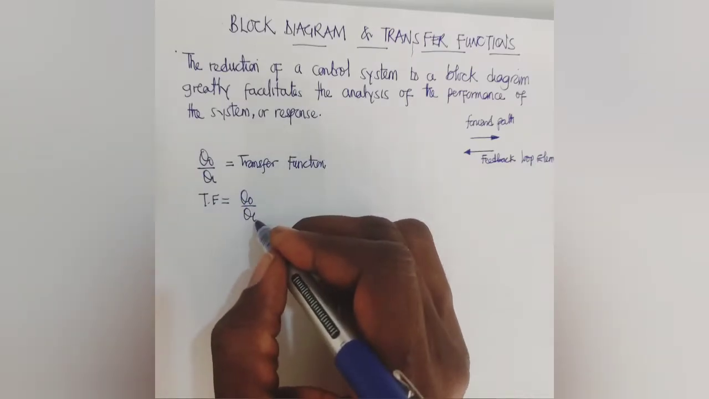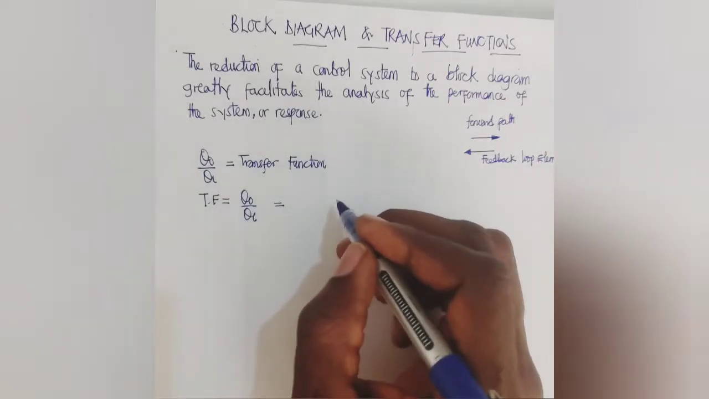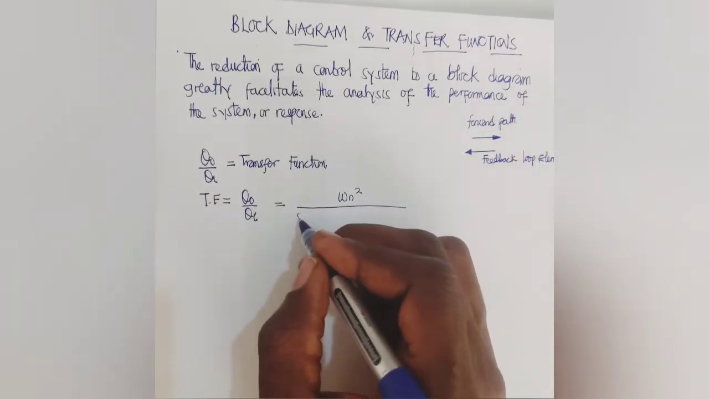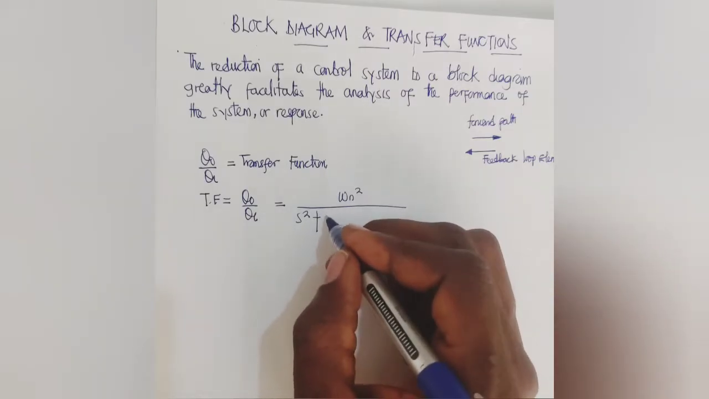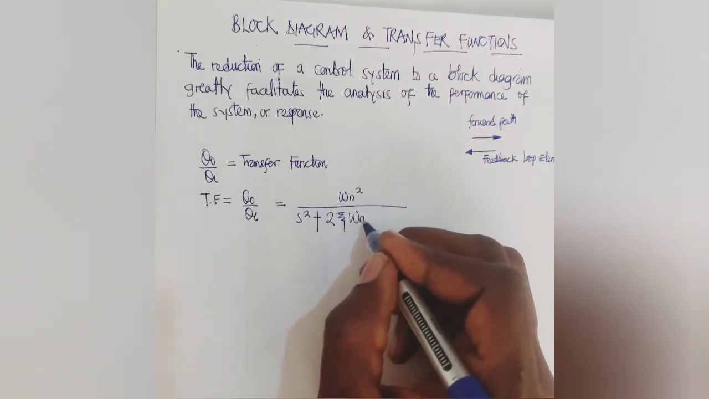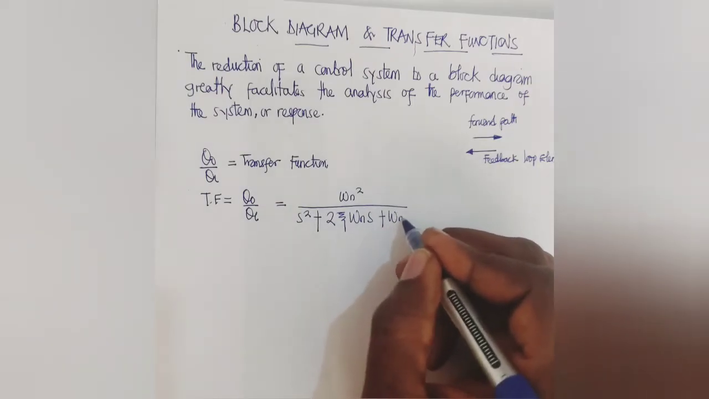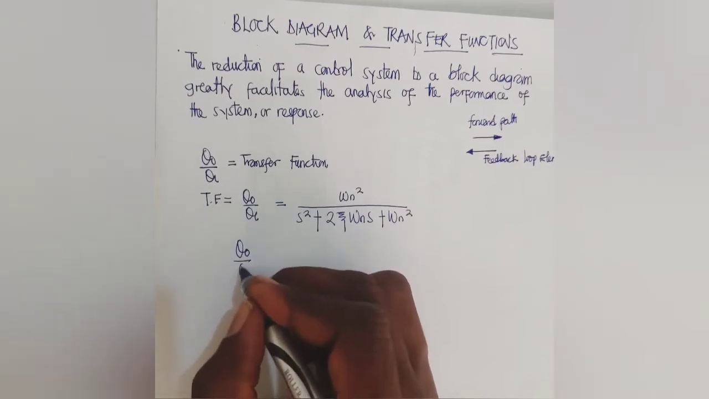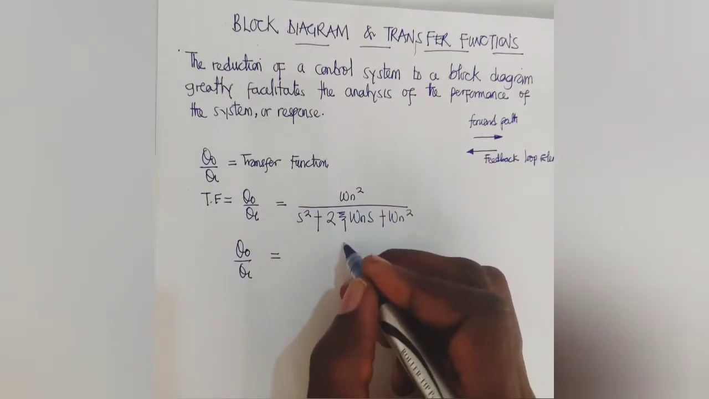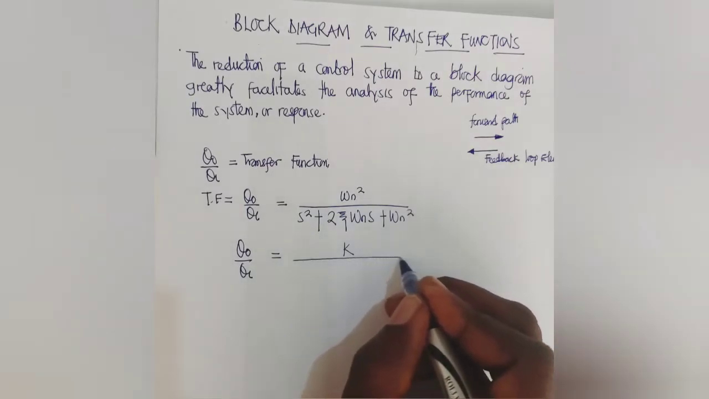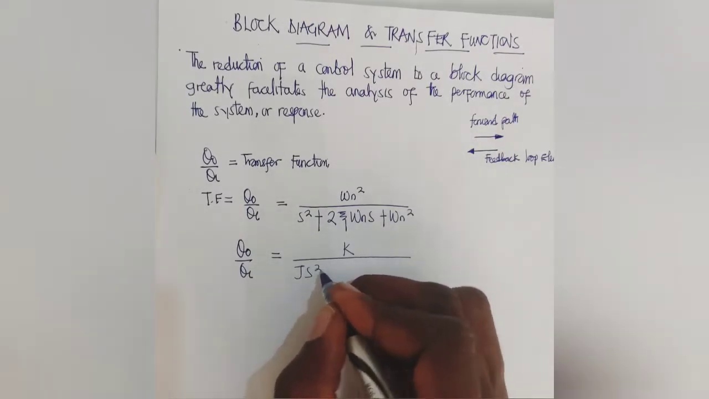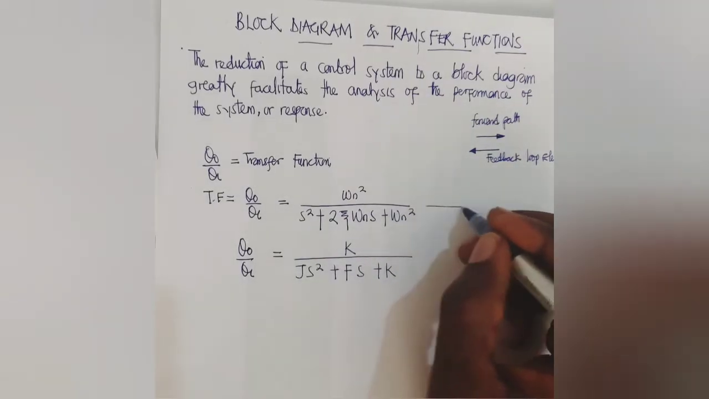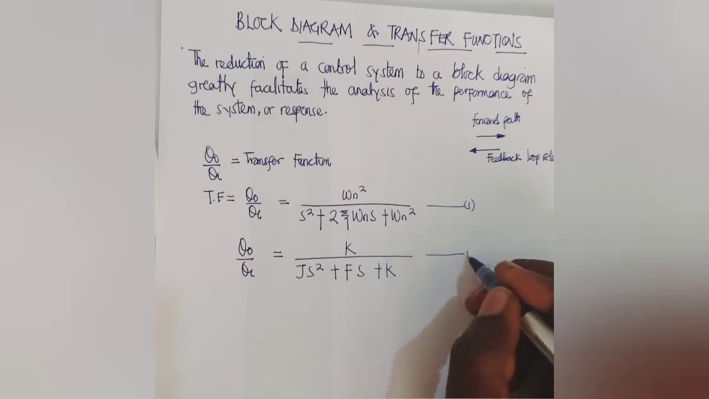the transfer function expressed as equal to ωn² over s² + 2ζωn s + ωn². Similarly, I can have my output signal over my input signal equal to K over Js² + fs + K. Now this is the first form. Let me call this 2.